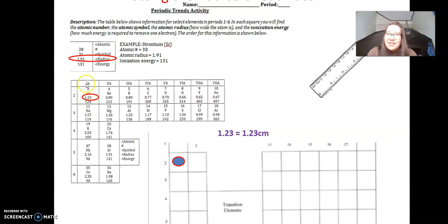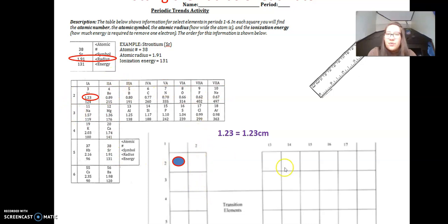So this is in group 1A, and it's in period 2. So you're going to make a little circle that's 1.23 centimeters in its radius and put it into this little box. You'll go along for each one of these. So for beryllium right here, that's in group 2, row 2, and you use it in here.